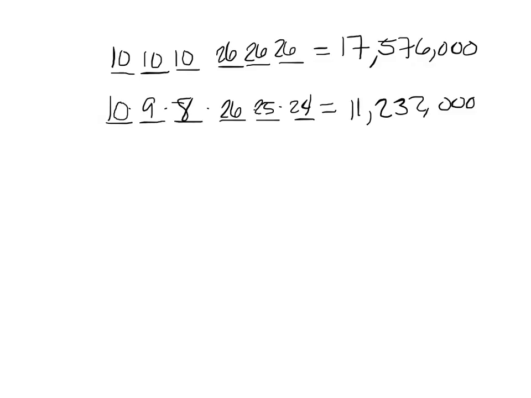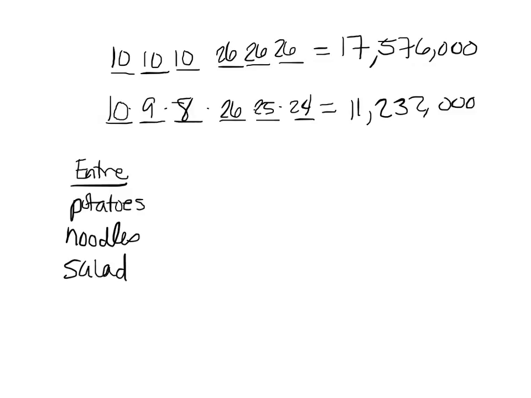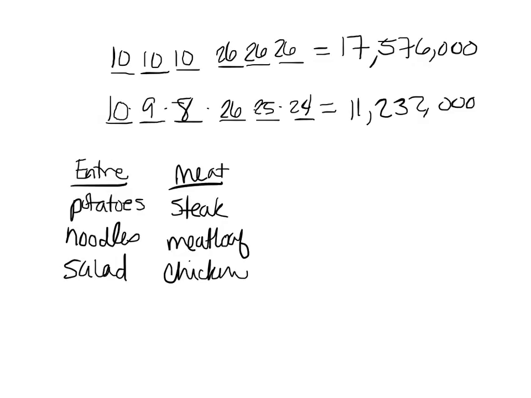Okay, now there's all kinds of other ones we can do. We'll just talk about one more. Let's say I want to make a meal, and in that meal for my entree, we can have potatoes, we can have noodles, and how about salad? Okay, for the meat, we could have, let's see, steak, meatloaf, chicken, and let's see, I'll go with one more, eggs.